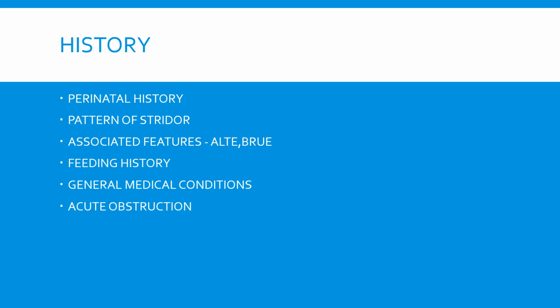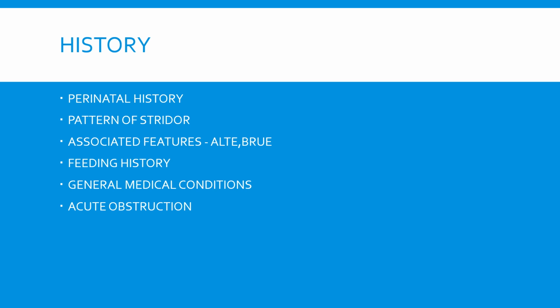And also, a history of difficult delivery is linked with vocal cord palsy. So stridor present at birth can indicate a laryngeal web, subglottic or tracheal stenosis, or bilateral vocal cord palsy. But if the stridor develops a few weeks after birth, then it would indicate laryngomalacia.